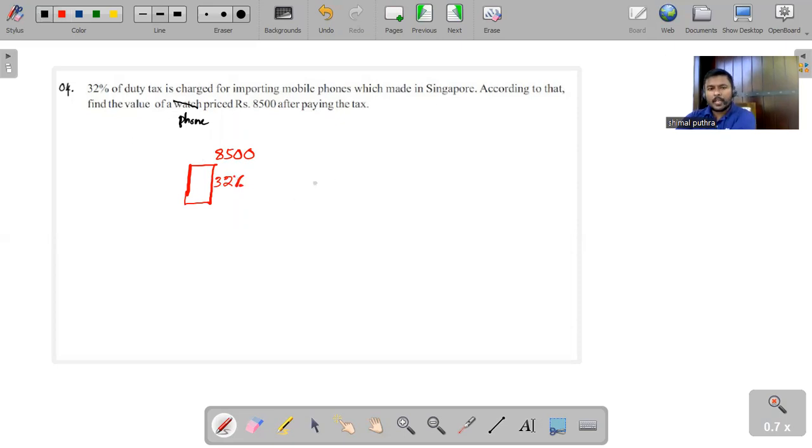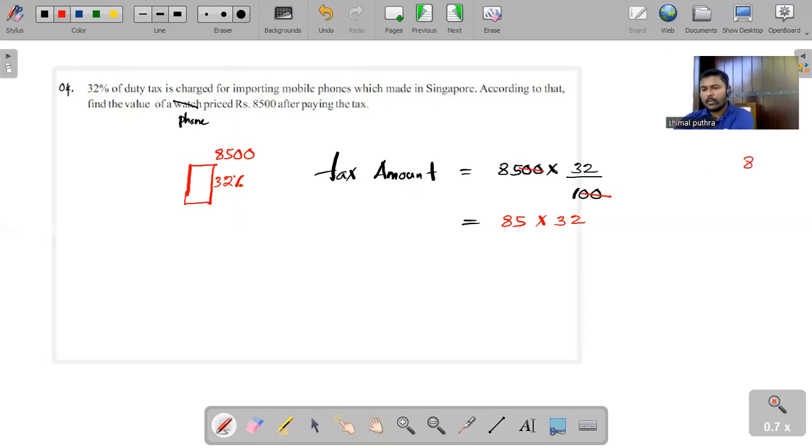So first of all, let's find the tax amount. For this one also there are two methods. I will do the first method, the tax amount. The valuation is 8,500 from Singapore, and I have to pay 32% to the Sri Lankan government. Then just cancel the two zeros. Then I have to multiply 85 into 32.